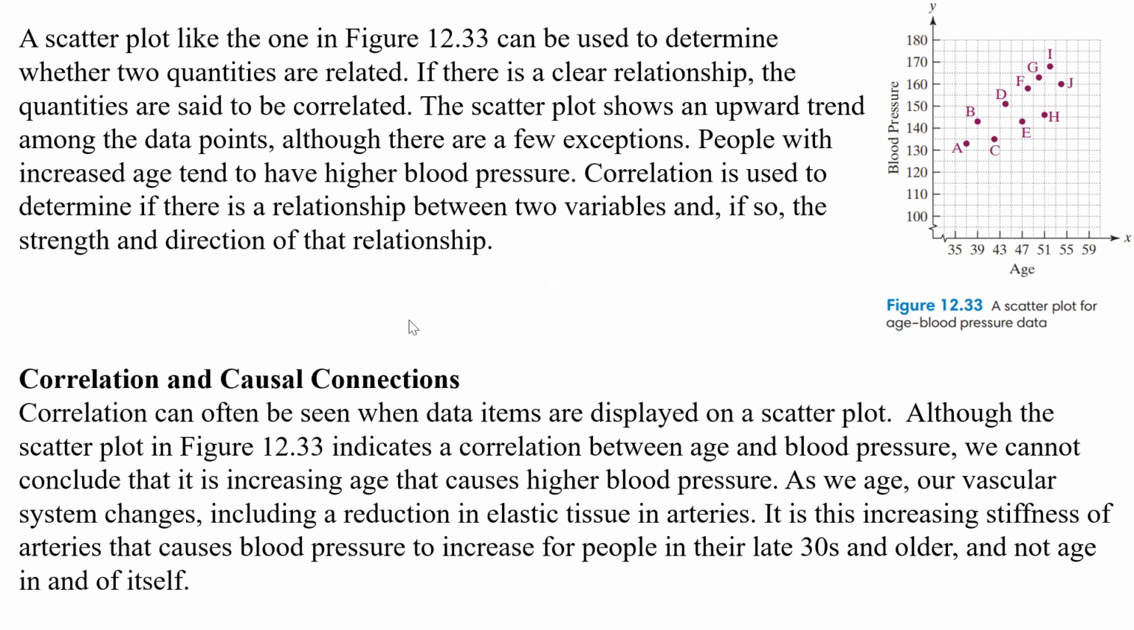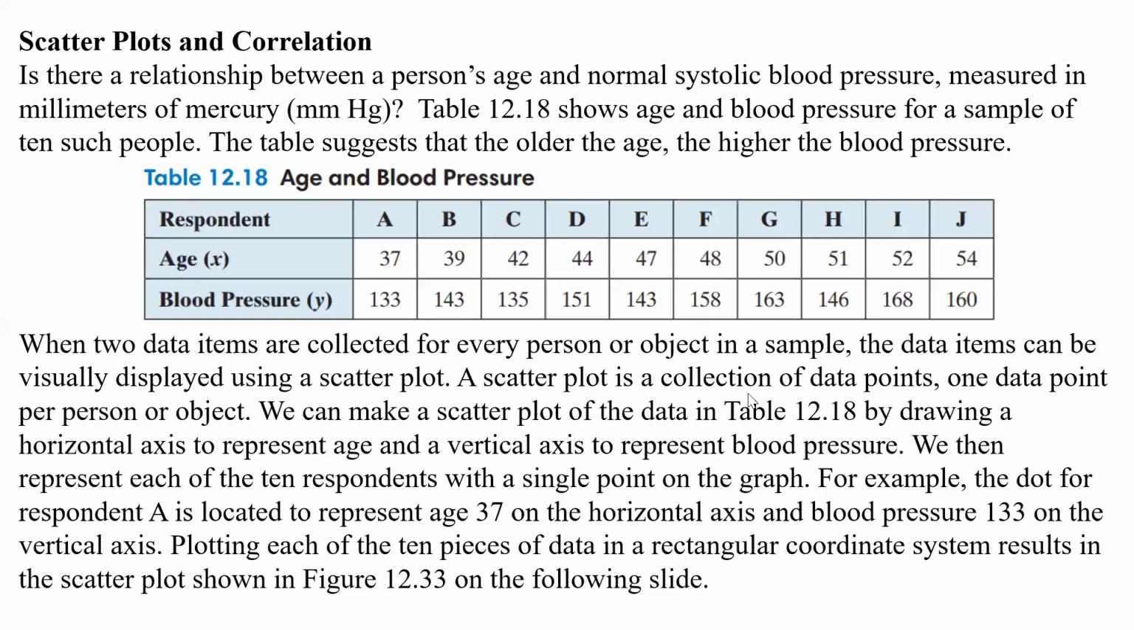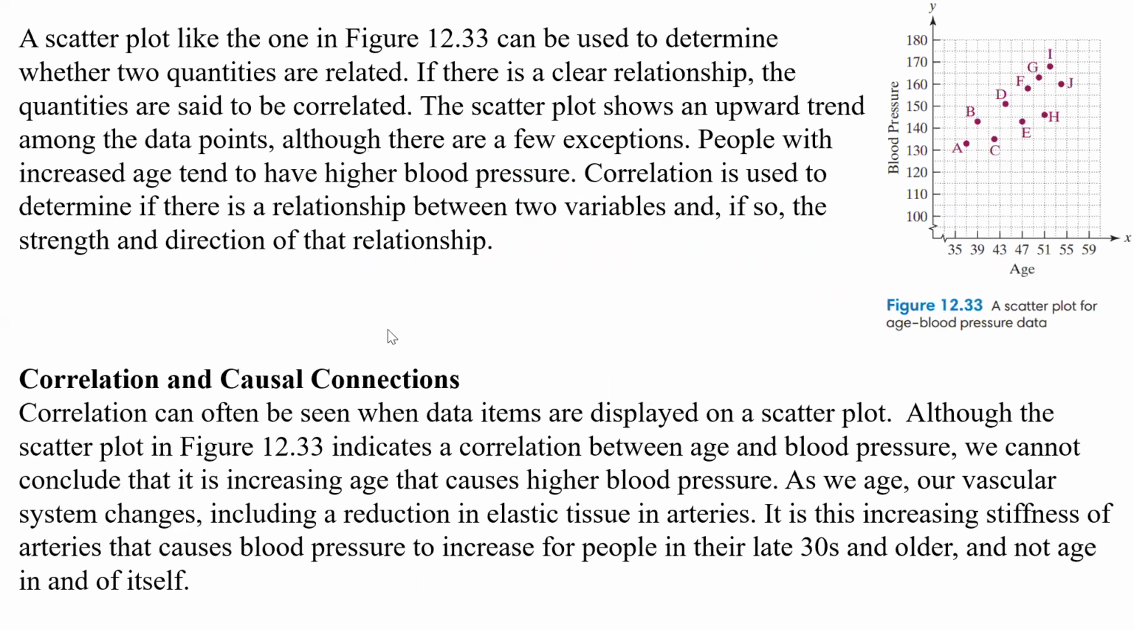So now the key is correlation can often be seen when data items are displayed in a scatter plot. We saw it a little bit here because they had it nicely labeled as going up from the lowest to the highest, and we could see that both of them went up at the same time. And so, although the scatter plot indicates a correlation between age and blood pressure, we can't actually conclude it's increasing age that causes a higher blood pressure.